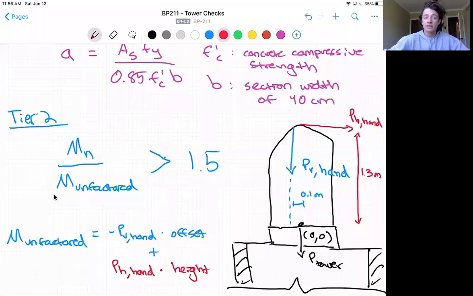So in tier 2 checks, we just compare this nominal capacity to our moment demand from cable forces with allowable strength design using a factor of safety of 1.5. In this case, moment demand comes from cable forces only. Unlike overturning moment, we're checking the forces in the reinforced concrete as a material, shown in the free body diagram here. The self-weight of the tower is not creating any extra flexural demand. We'll take the unfactored moment to be negative PV column times the offset plus PH column times the column height, which you can see here on the right.